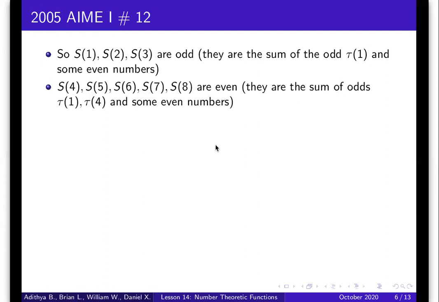S of 4 through s of 8 are all even, because tau 1 and tau 4 are odd, and every other tau up to 8 is even. And next, s of 9 through s of 15 are odd, because there's tau 1, tau 4, and tau 9, but no other squares. And we can continue this pattern.